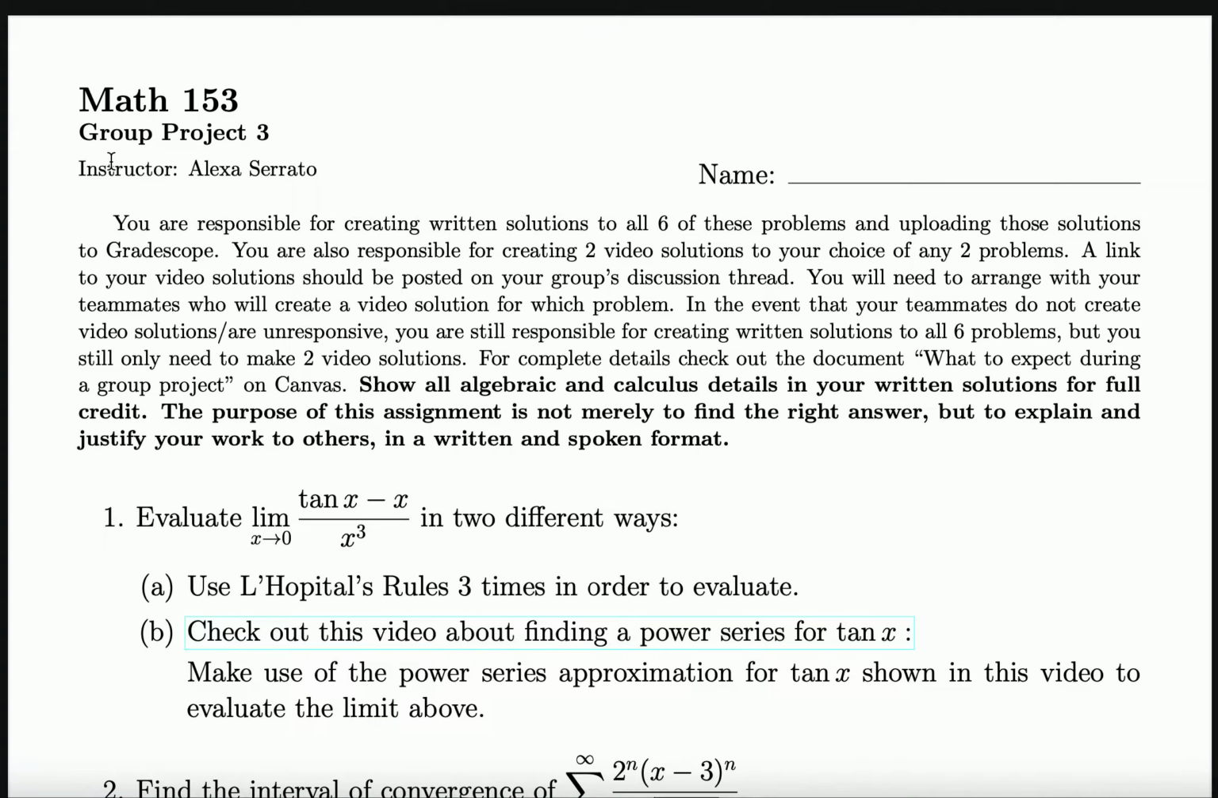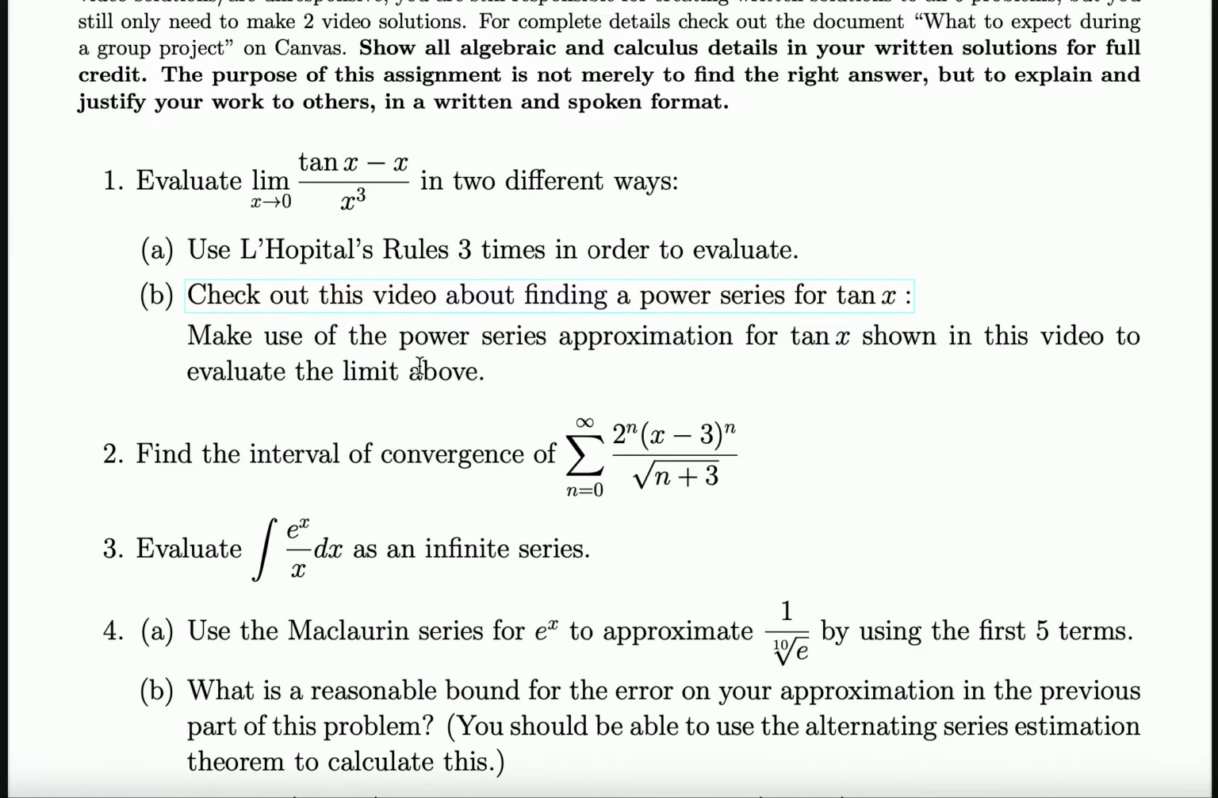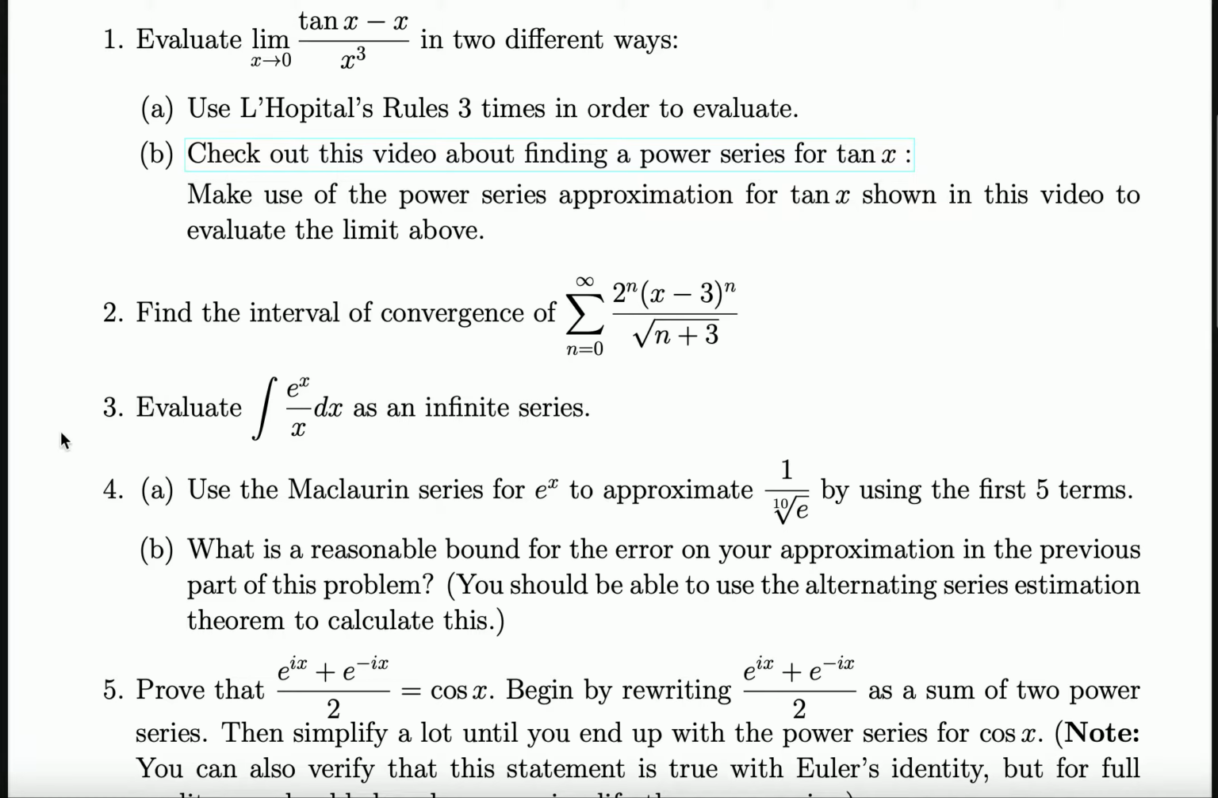Everyone, today I'm going to solve group project 3, question number 2 and question number 3. So first we see question number 2: find the interval of convergence of the sum from n equals 0 to infinity of 2 to the power of n times (x minus 3) to the power of n over the square root of n plus 3.